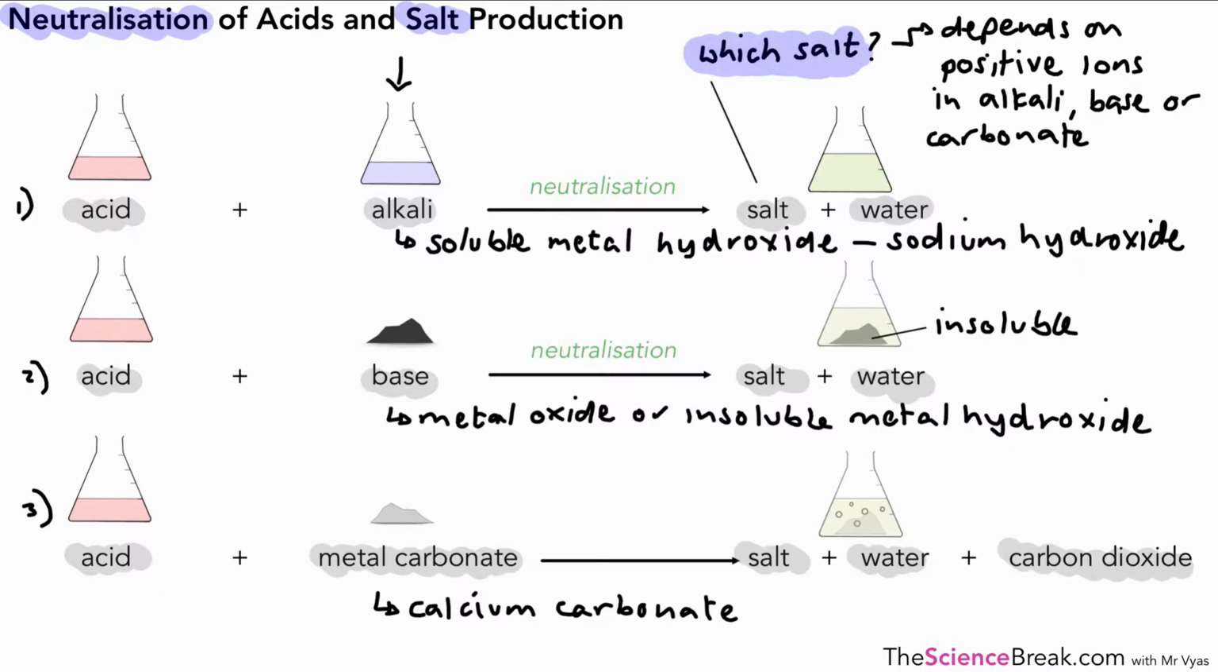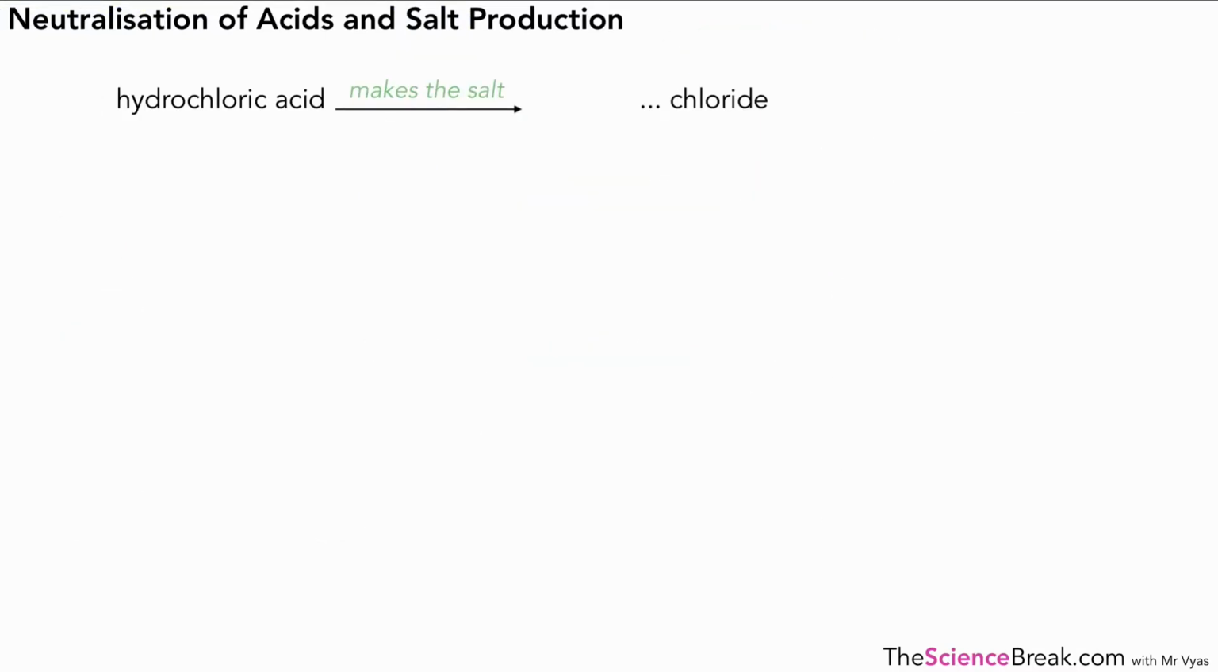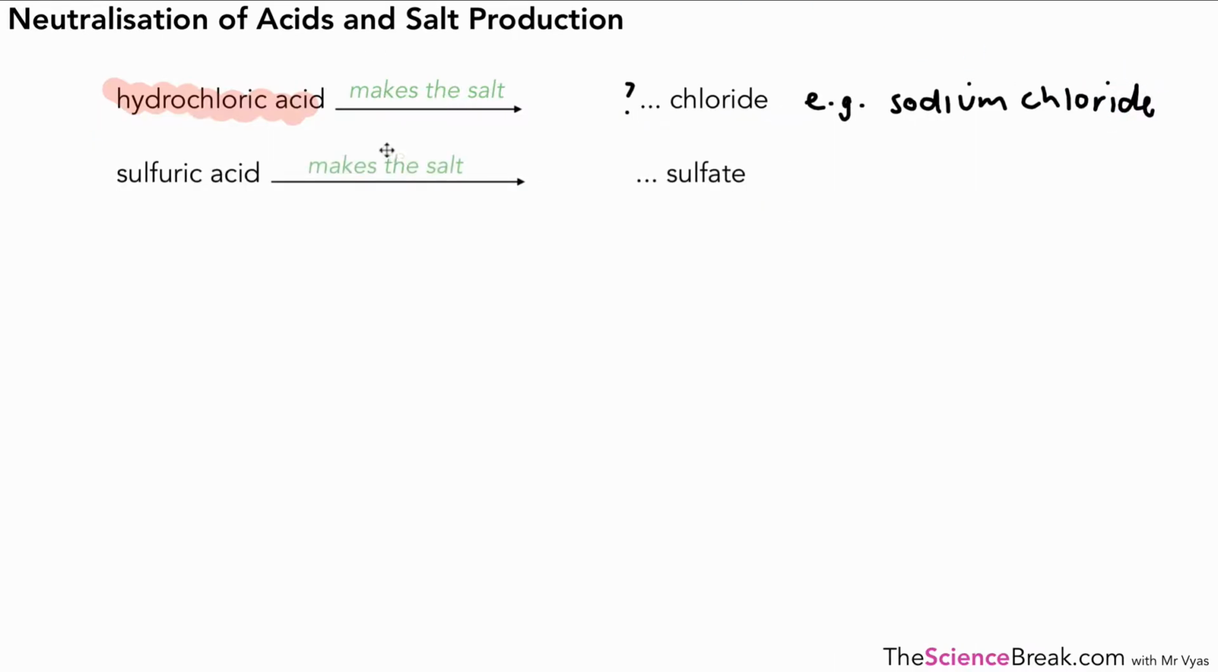Okay, so we're going to have a go at predicting salts, or working out which salt we're going to get depending on the reaction. But there's one more thing we need to know and remember as well. We've visited this before, but we're going to add one more to our list. So we have hydrochloric acid, and that makes the salt something chloride. It will be a salt that's a chloride. So an example of that is sodium chloride. So that's a salt, and it's made from hydrochloric acid.